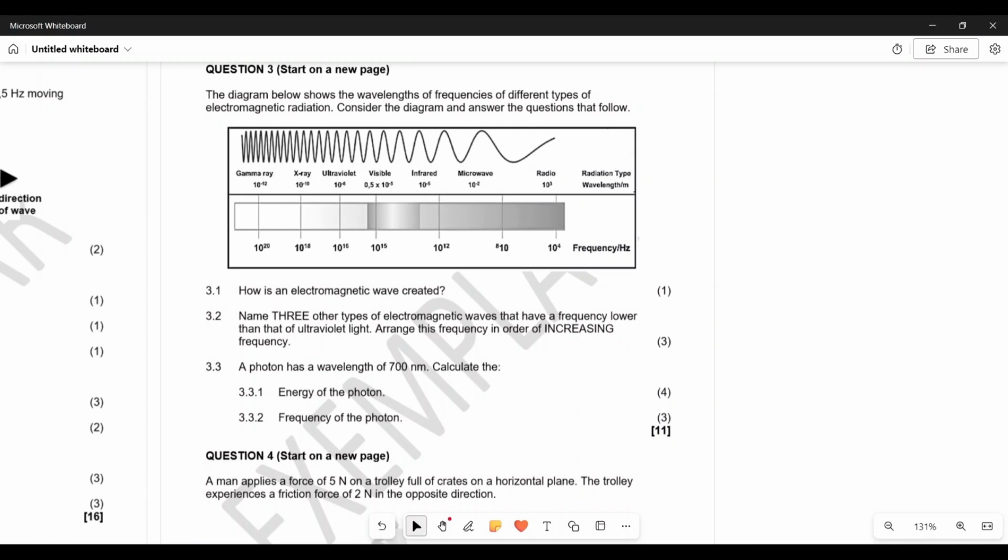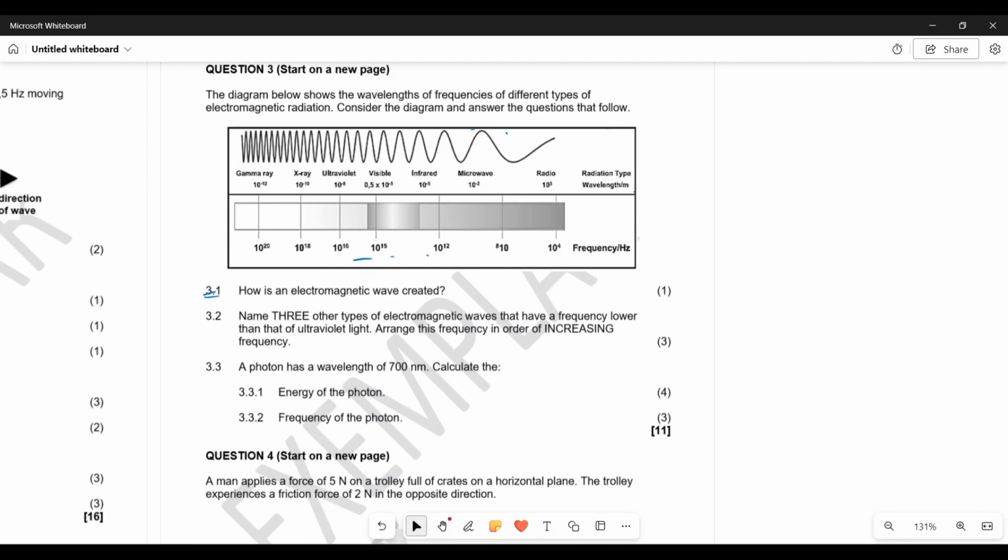Now, starting off with question 3. They say in the diagram below, we are shown wavelength and frequencies of different types of electromagnetic radiation. Consider the diagram and answer the questions that follow. On this diagram, we are given different types of light as well as their frequency here at the bottom, and these are their respective wavelengths. Now, 3.1, they want us to explain how an electromagnetic wave is created.